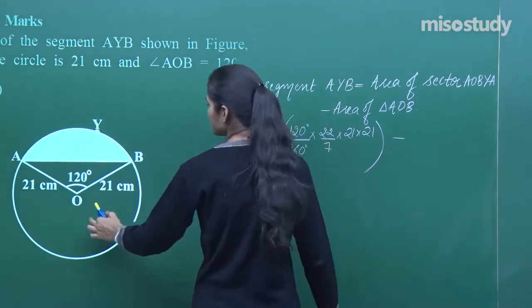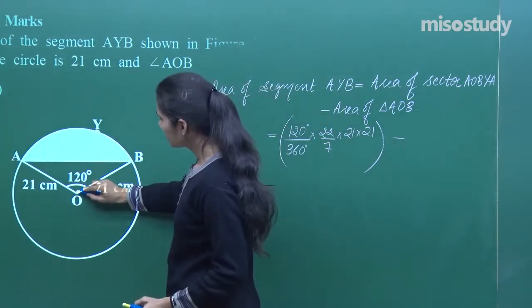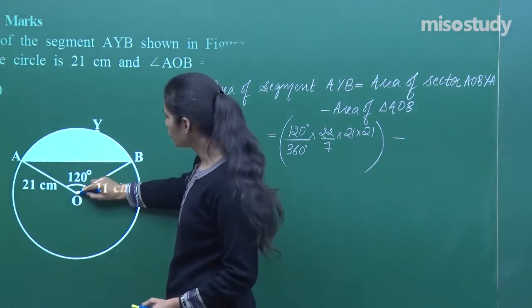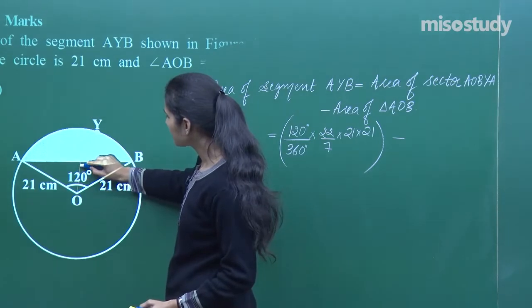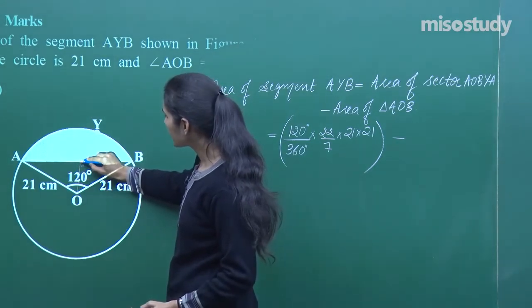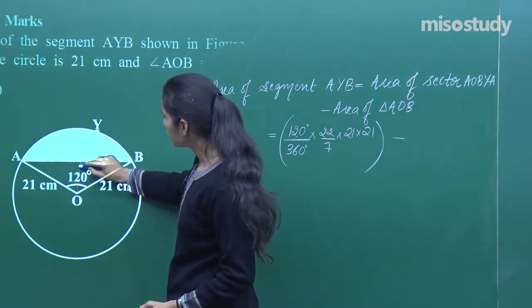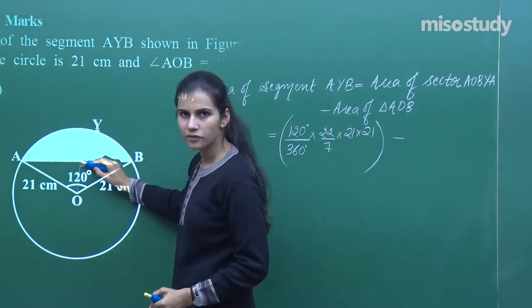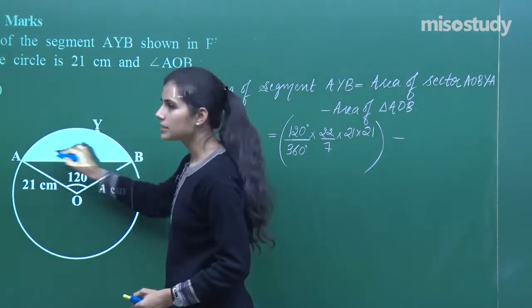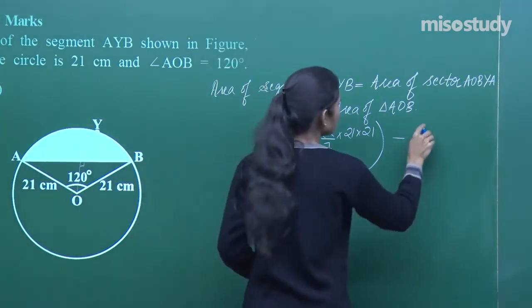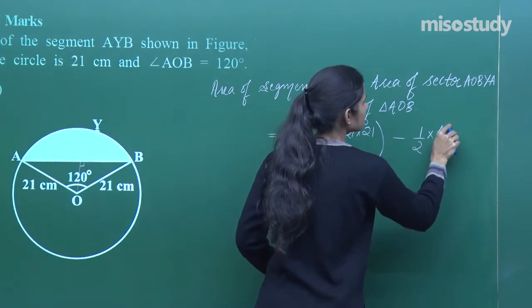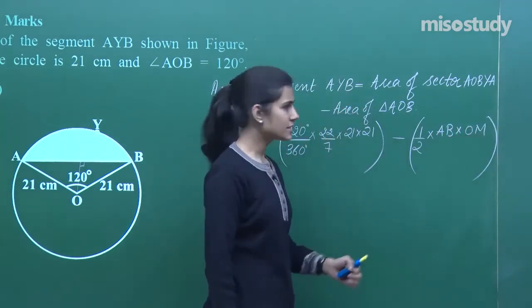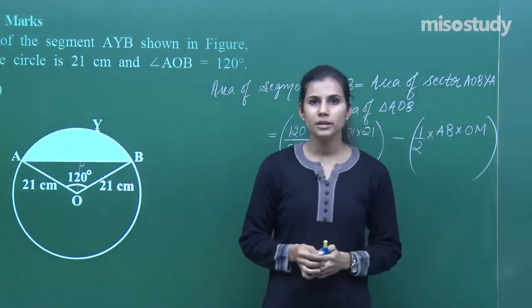It is half into base into height. Height would be what? From the center O, drop a perpendicular on side AB, let this point be M. The length of this perpendicular is the height of this triangle and AB's length is the base of this triangle. So half into base into height. We are just left to compute the value of AB and OM, right?